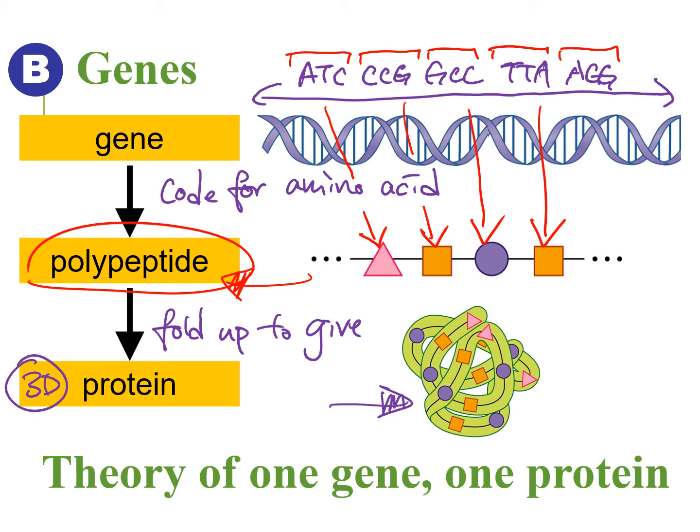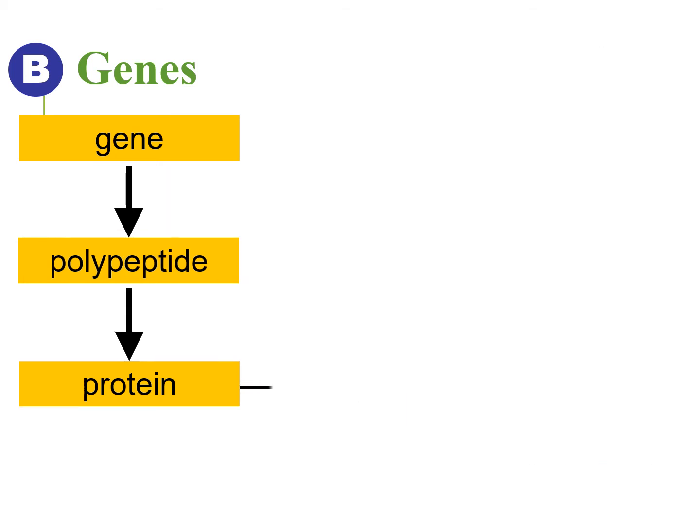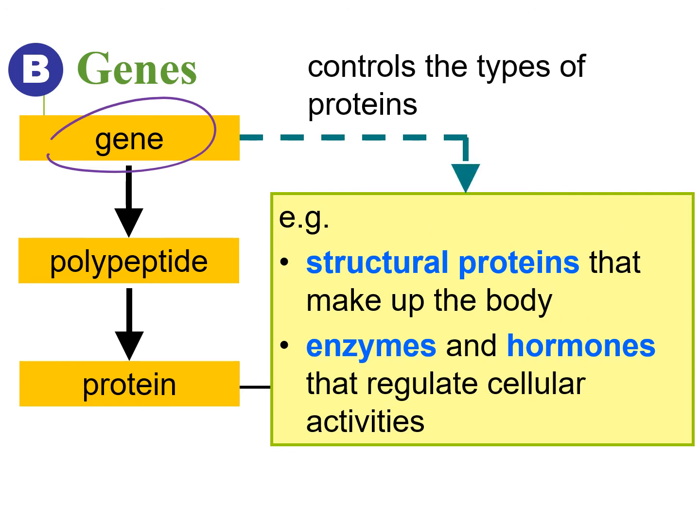In such a way, we say that the theory is that if you have one gene, you can make one protein. This is how a gene works. So now you get the idea that genes help to control and make protein. Different genes have different functions to make different proteins and help your body to work.